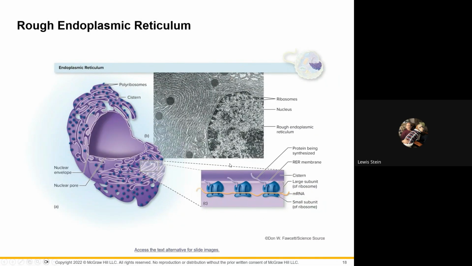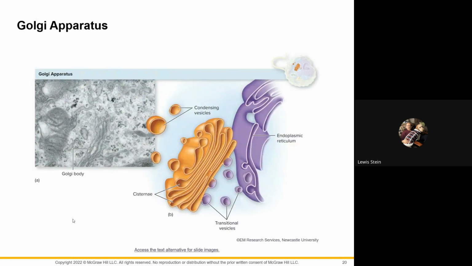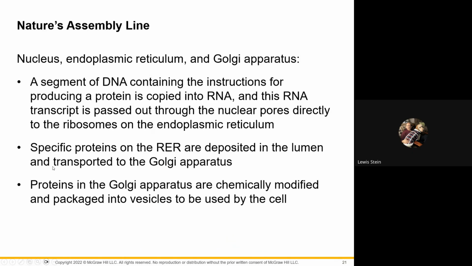And here, we're not going to go into all this and protein synthesis. The Golgi, okay, we went over this. We won't go into the different ends of it. You don't need to do that. We did all that. Condensing and transitional vesicles. Don't worry about it. Because there's a T side and a C side. And they're all part of nature's assembly line. I never heard that term before.